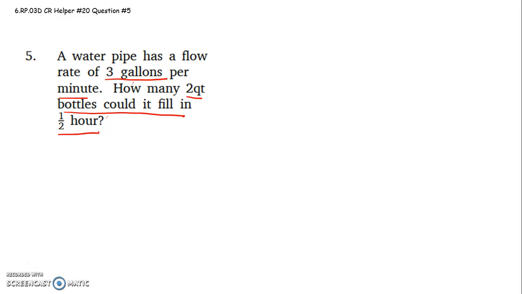So first thing I think I'll do is switch my gallons into quarts so that those units match. Then I might switch my half hour into minutes so that those units match. I'll take my 3 gallons and switch that to quarts, and then take my half hour and convert that to minutes, just as a starting point.